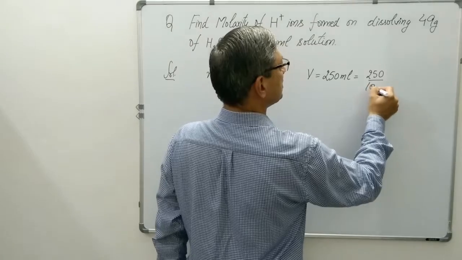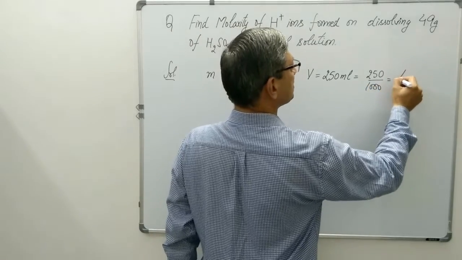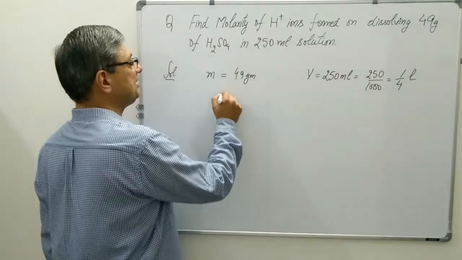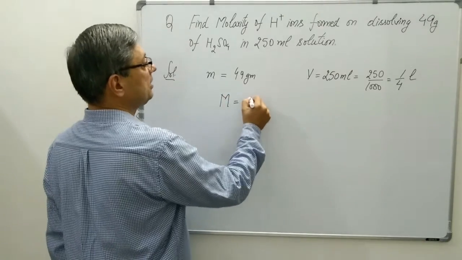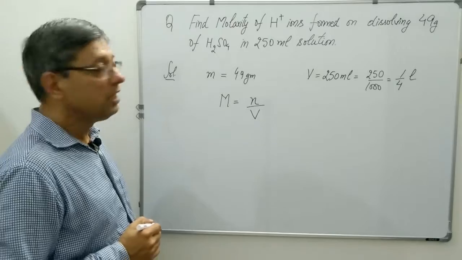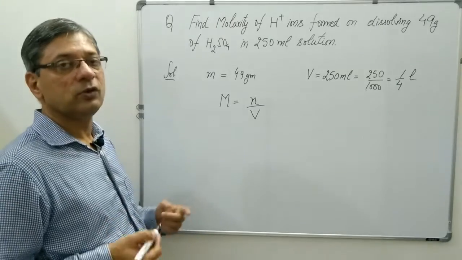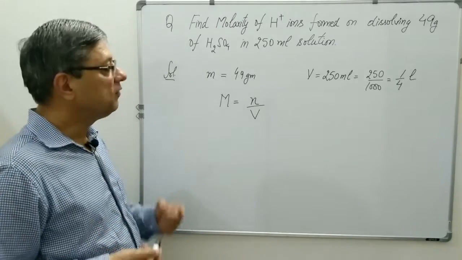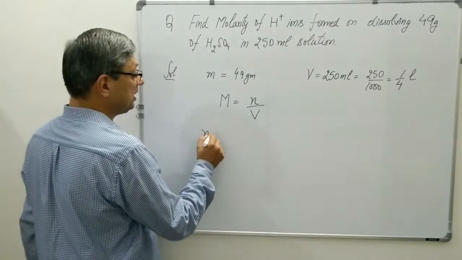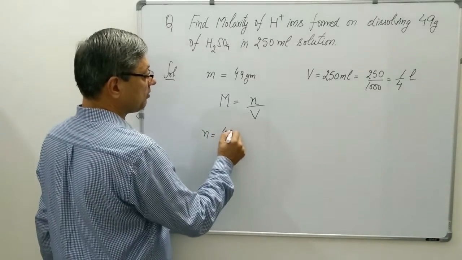250 by 1000 and the answer will be 1/4 liters. Since volume of solution is given, we can calculate molarity. Molarity formula is number of moles of solute upon volume of solution. Since mass of solute, that is sulfuric acid, is given, we can calculate number of moles of sulfuric acid. And the formula is given mass upon molar mass.